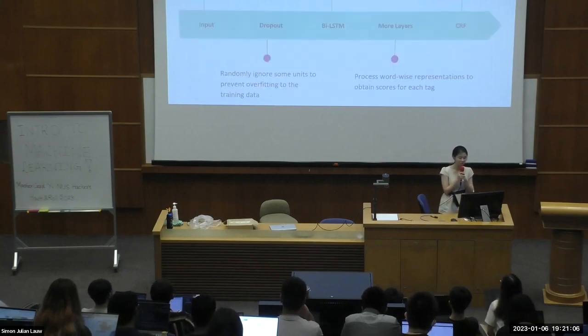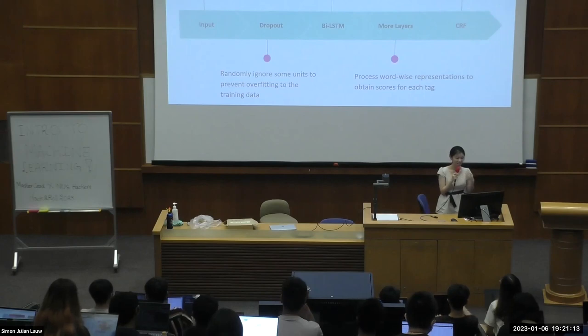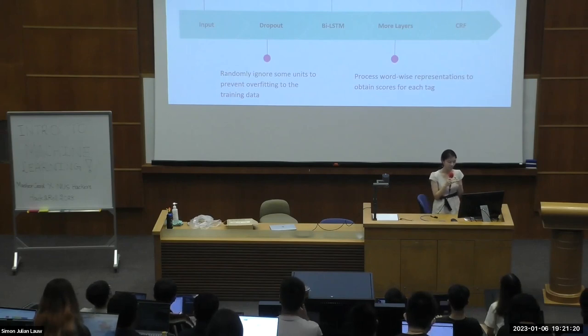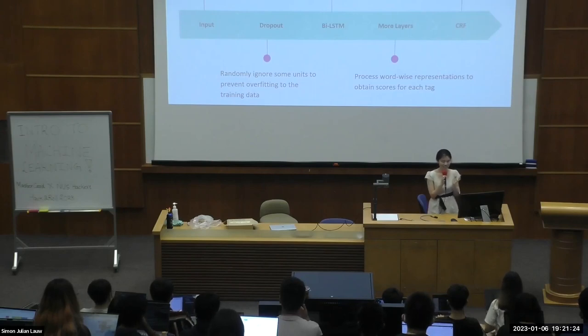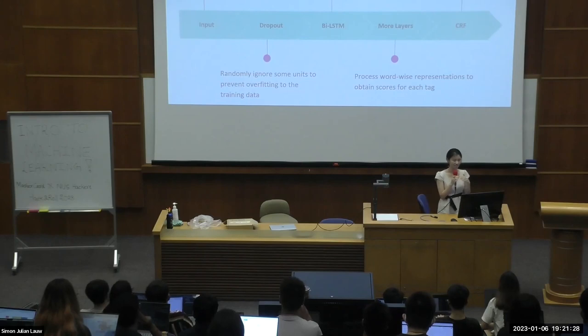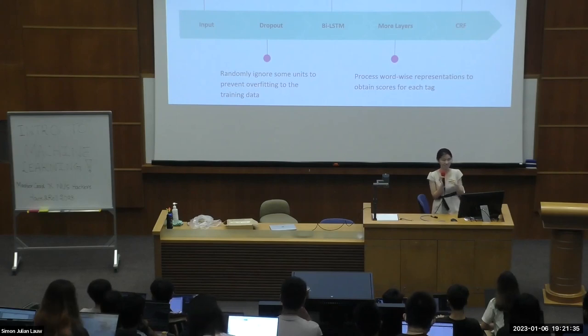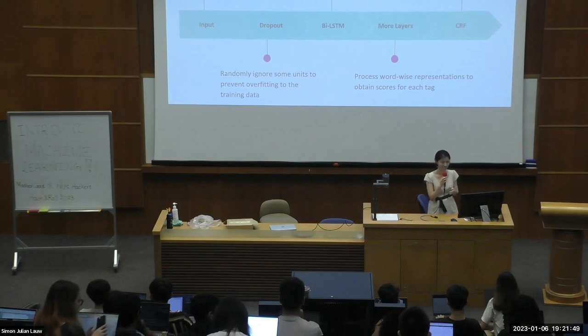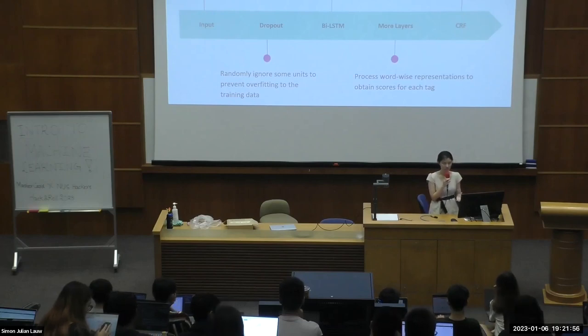So in the end, we train the model with pre-trained 100 dimension character vectors with the IOBES labels. And then to prevent overfitting to the training data, we randomly ignore some units in the dropout layer. Then we use the state-of-the-art bidirectional LSTM, so the word representations can remember the previous and later word context in the process. And then we add more and more layers to process word-wise representations to obtain scores for each tag. And in the end, there is a conditional random field to fix the label bias problem. Then we obtain the entity names we want.